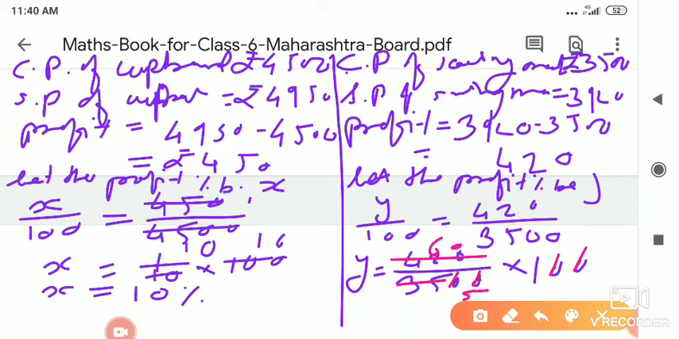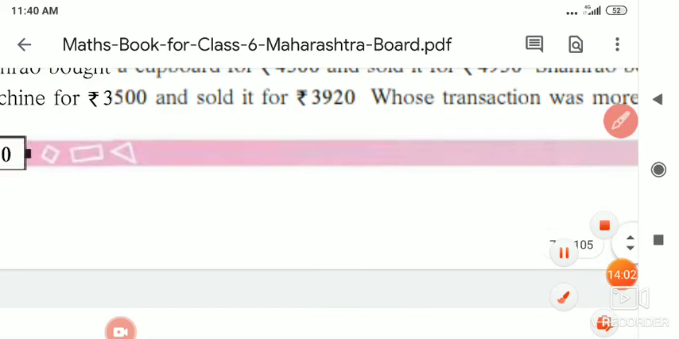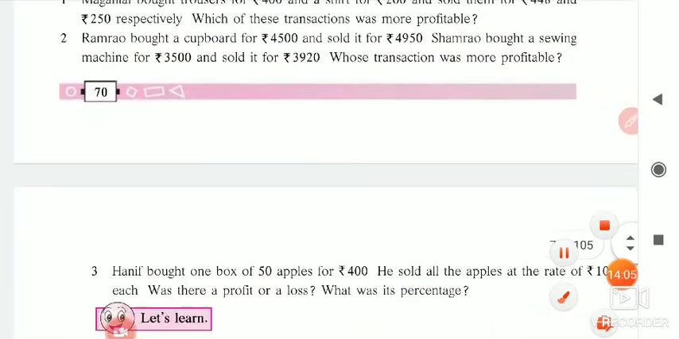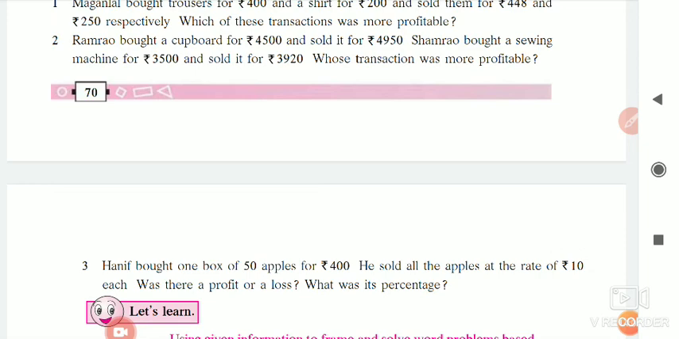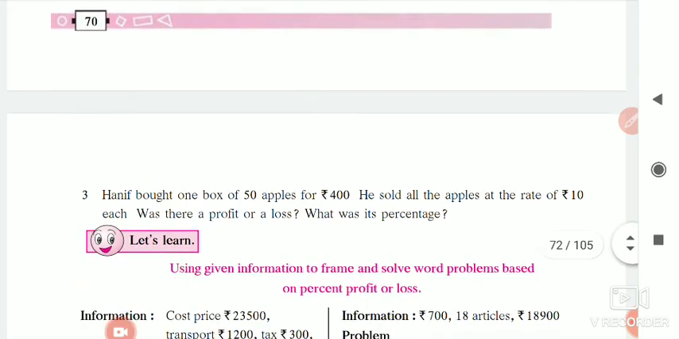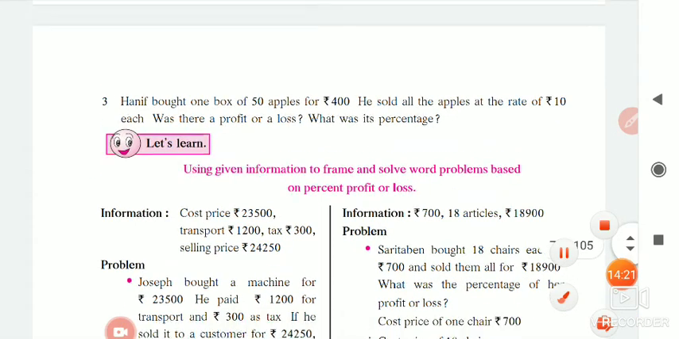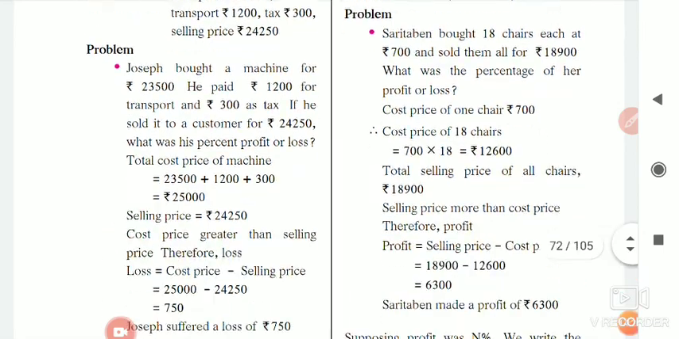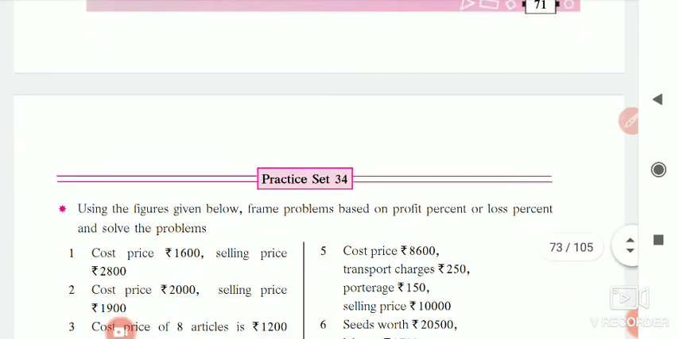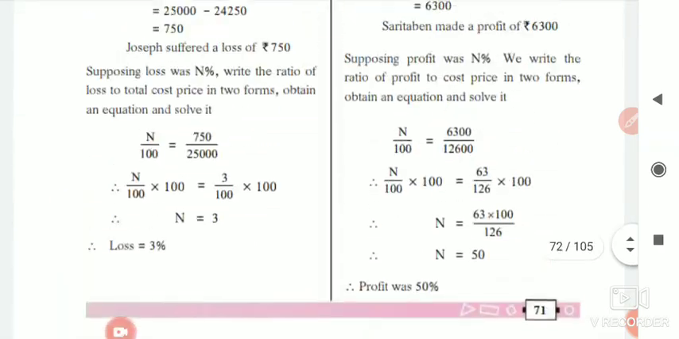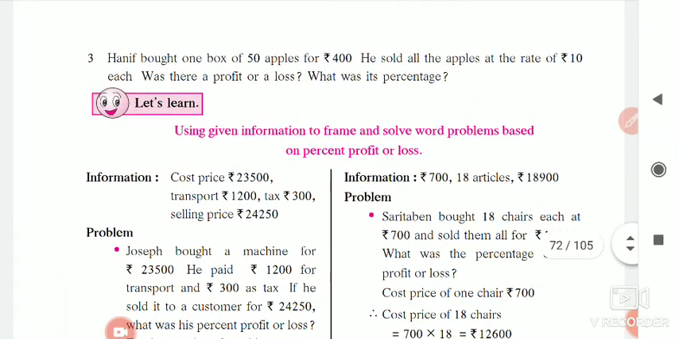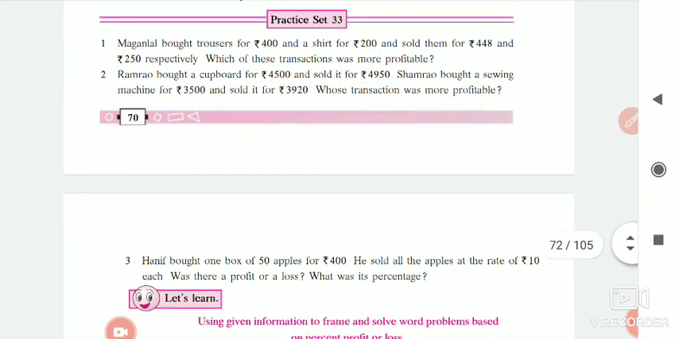Okay. Let's move to the next part. The last example that remains is Hanif's example, and we will take that example in our next lecture. Then we will see the profit and loss percent examples which were given in the book, and then we will solve practice set number 34, and this lesson will finish there. So today we are going to stop here. The next part of the lesson we will see in our next lecture.